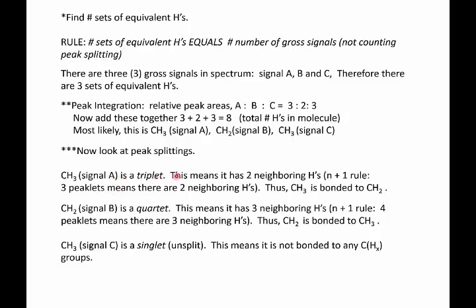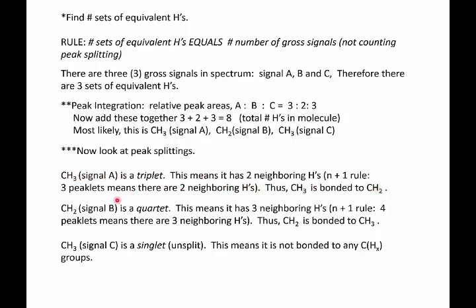This means it has 2 neighboring hydrogens because, remember the n+1 rule, the number of peaklets equals the number of neighbors plus 1. So if it's a triplet, it's got 2 neighboring hydrogens. And that would correspond to a methylene. That means our CH3 for the signal A is bonded to a CH2.